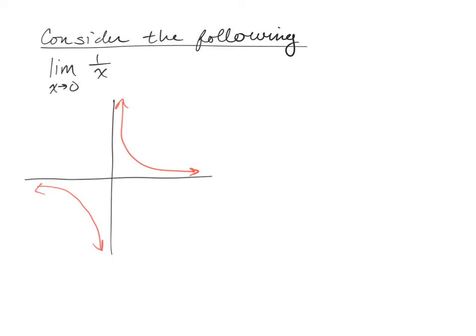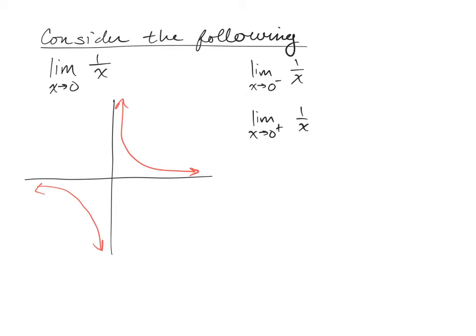Now, at the moment, we can break this down into two different limits. We could first try to find the limit as x approaches 0 from the left of 1 over x. And we could also try to find the limit as x approaches 0 from the right of 1 over x.